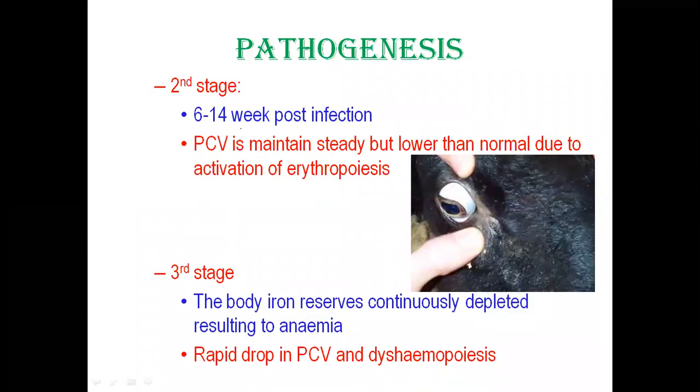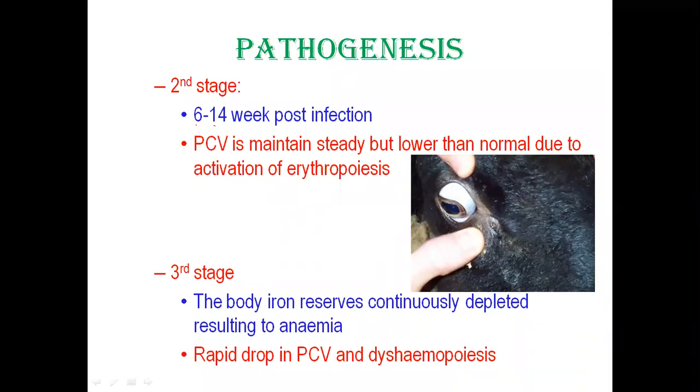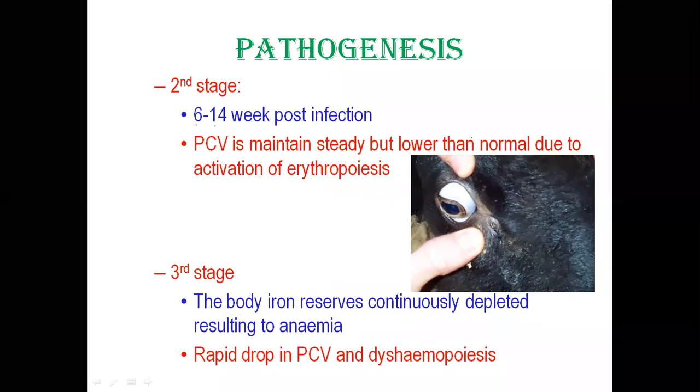In the second stage, which occurs from 6 weeks to 14 weeks, from 1.5 months to 14 weeks, meaning 3-4 months, the PCV is maintained but at a lower level, somewhere around 28-26%. During this condition, there will be the development of anemia.